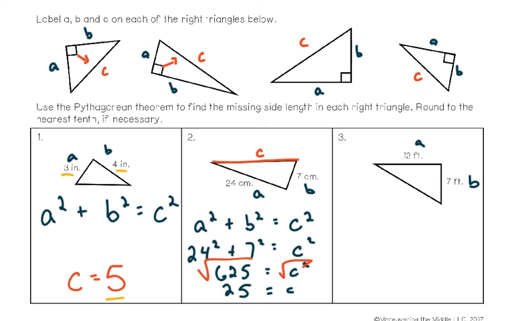Now, number 3 does not give you a Pythagorean triple. You're not going to get a whole number for the length of the hypotenuse, but you will get a number that you can approximate. So I want you to round to the nearest tenth when you get to that last step. But please try number 3 by yourself. Pause the video now to do that and press play when you're ready to check.